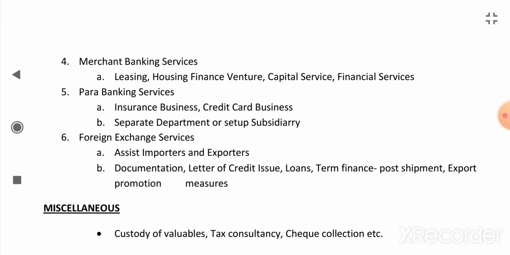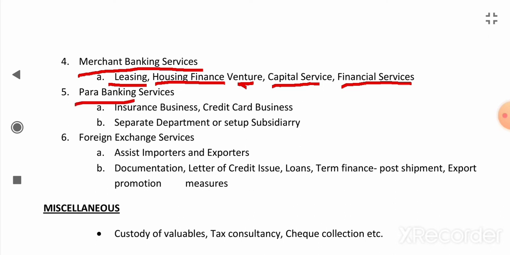Banks provide merchant banking services, and banking services like leasing, housing finance ventures, providing capital services, providing financial services to the merchants. Okay. Para banking services include the services which are around banking services like insurance business, credit card business. For these types of business, the bank will have a separate department, or they will set up a subsidiary company. Like whenever you go to a bank, the bankers usually ask you to take some insurance from them. So mostly they have a tie up with another insurance company, or the company which is providing the insurance is the bank's subsidiary company.